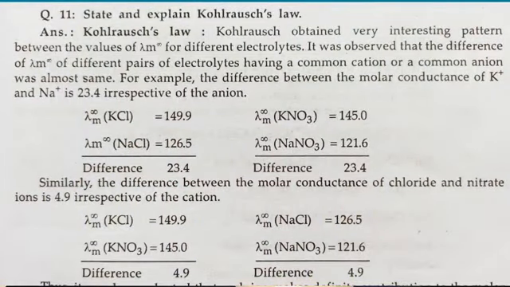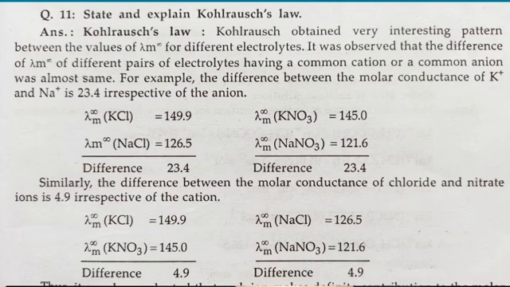Now the next very important question: state and explain Kohlrausch's law. What is Kohlrausch's law? Kohlrausch obtained a very interesting pattern between the values of lambda m infinity for different electrolytes. It was observed that the difference of lambda m infinity of different pairs of electrolytes having a common cation or a common anion was almost the same. For example, the difference between the molar conductance of potassium ion and sodium ion is 23.4 irrespective of the anion.